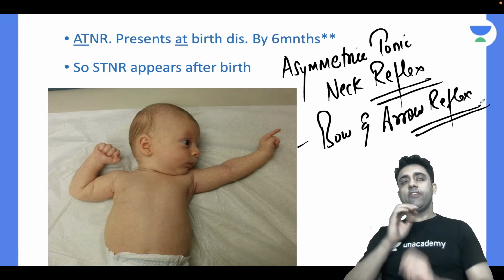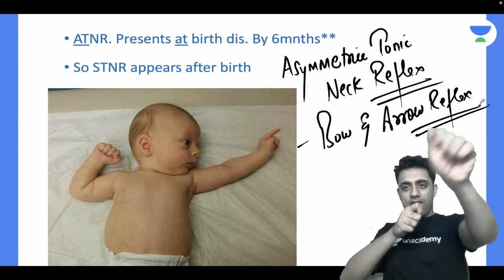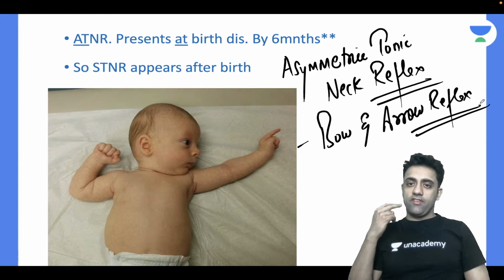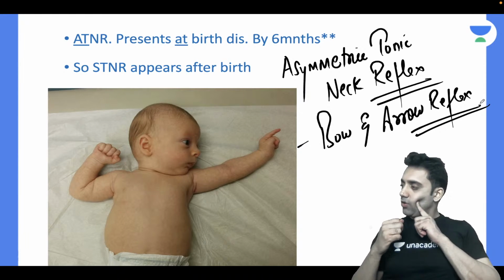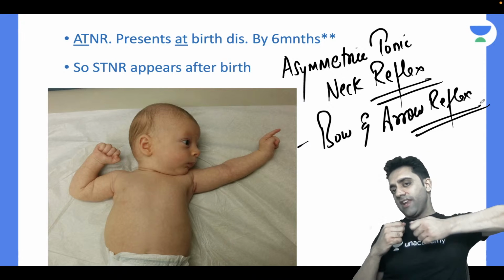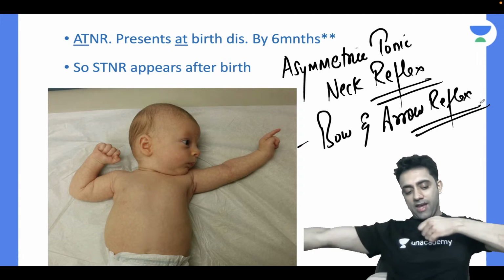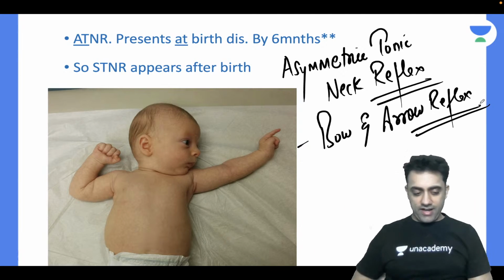Look at me. If I turn the baby's head to one side, one limb will flex and one limb will extend. That is known as the bow and arrow reflex.